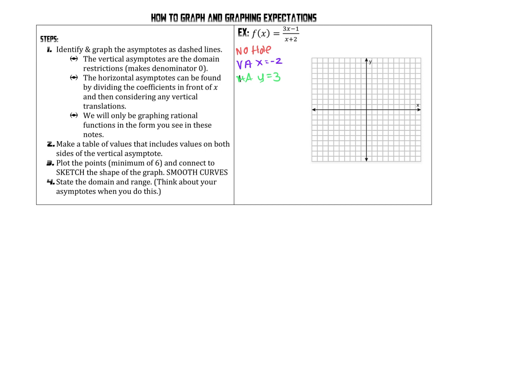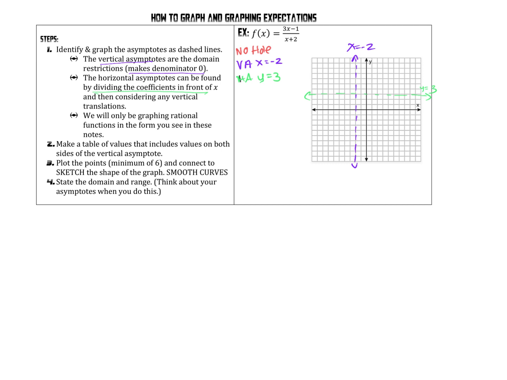The vertical asymptote occurs for the x values that make the denominator 0. In this case, that's going to be x equals negative 2. The horizontal asymptote occurs when we divide the leading coefficients. And now we're just going to add both of those things to our graph. So a dotted vertical line at x equals negative 2, a horizontal dotted line at y equals 3. So now we have identified and graphed our asymptotes.